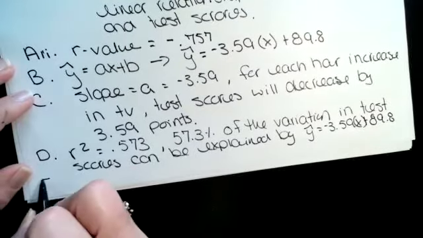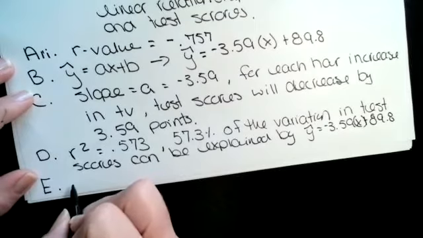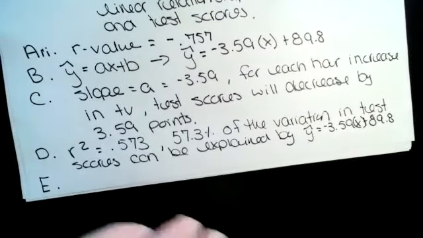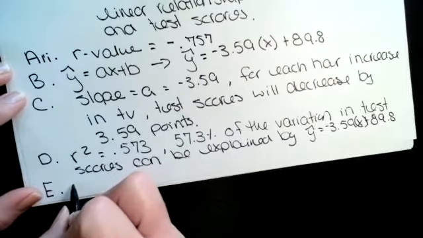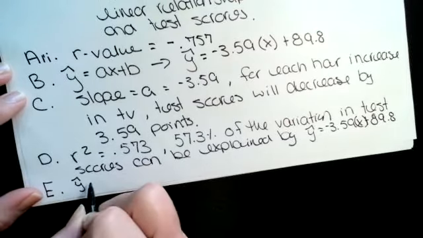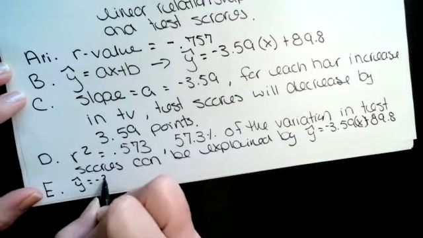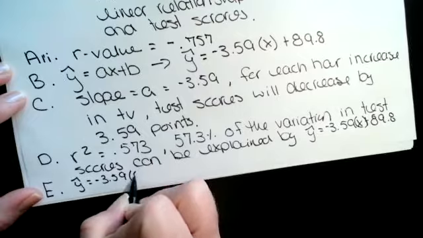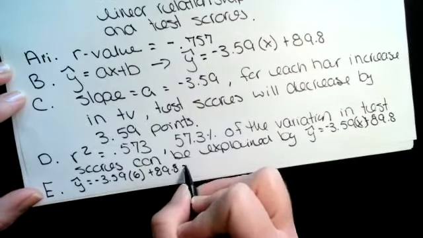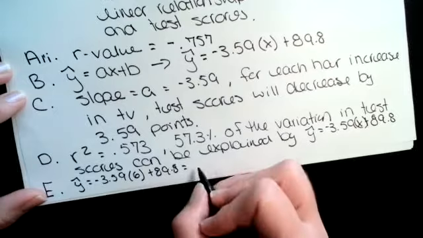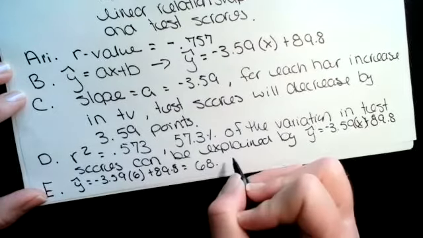Then the last part of this, I'm going to squeeze it in here. E, I'm looking for my error, right? So I want to know what is predicted for 6 hours of TV, and is the prediction higher or lower than what is actual? So for 6 hours of TV, I'm going to plug this in. I'm going to have y hat is equal to negative 3.59 times 6 hours plus 89.8. And when I do that, I get 68.29.